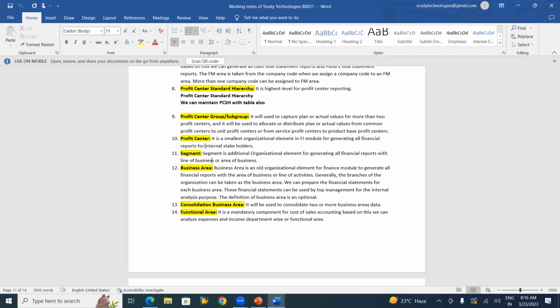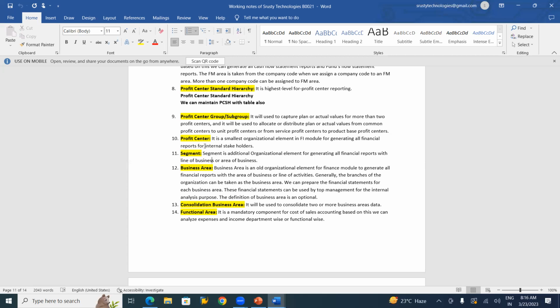In the FI module, if we have many lines of business or many branches, then defining a business area was mandatory. But we cannot generate this business area report as per the profit center. So to overcome that difficulty, SAP came up with the segment concept, and these segments will be linked to profit center.